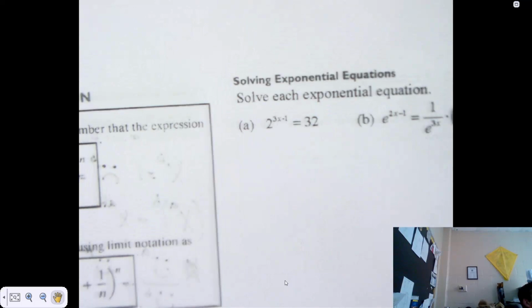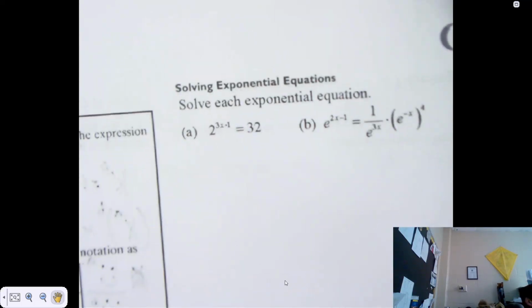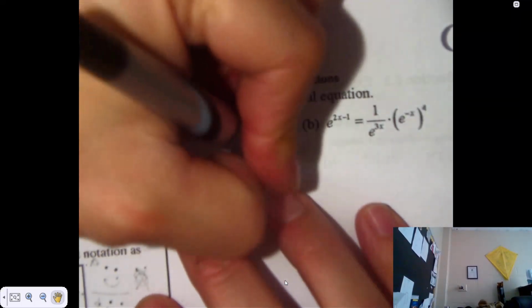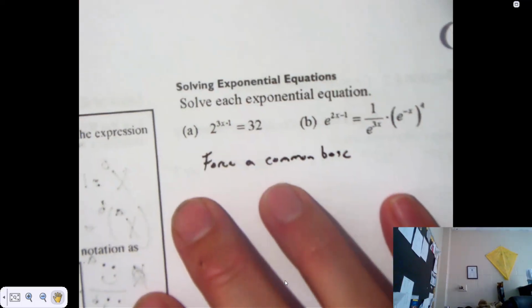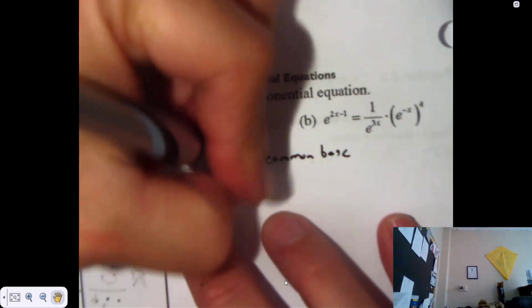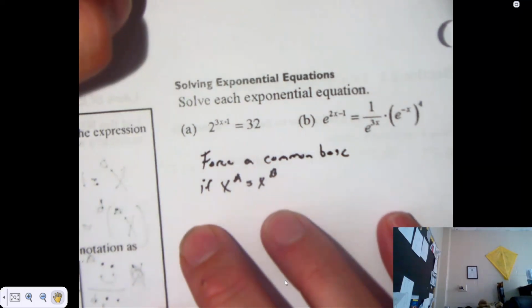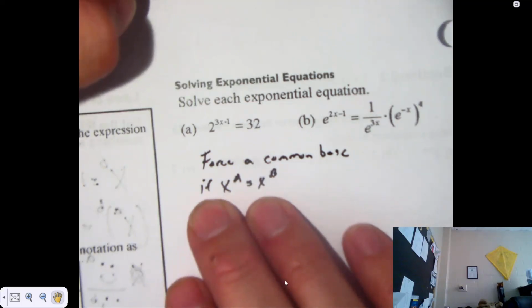All right, let's do some actual solving. Solve each exponential equation. What we're going to want to do on problems like these is try and get these to have a common base. We're going to force a common base. The reason we can force a common base is because if x to the a equals x to the b, what must be true about a and b? They're equal because their bases are the same.